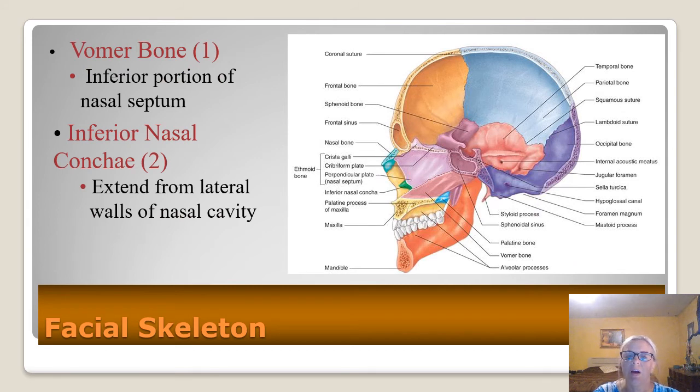Here we have the vomer. It's right here. This helps form the inferior or lower portion of the nasal septum. Okay, so the nasal septum is what goes in the middle, down in between your nostrils. Then we have the inferior, and inferior means below, so the lower nasal concha. Remember, we also have a superior nasal concha. So you can see that inferior nasal concha right there in green, and it kind of sticks out like this if you're looking from the anterior view.